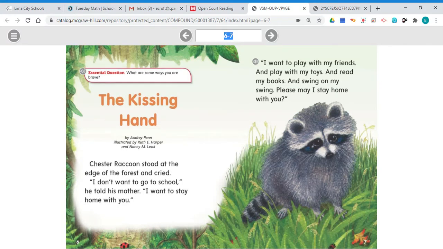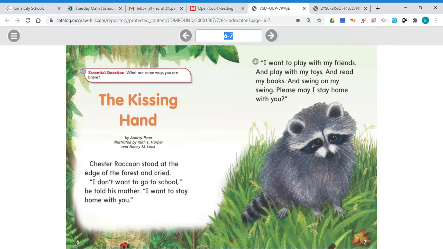Chester Raccoon stood at the edge of the forest and cried. "I don't want to go to school," he told his mother. "I want to stay home with you. I want to play with my friends and play with my toys and read my books and swing on my swing. May I please stay home with you?"